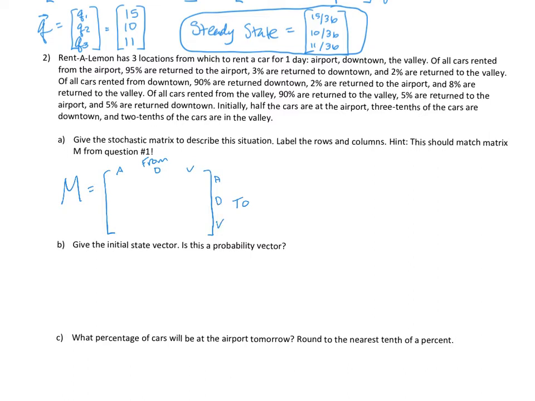Of all the cars rented from the airport, 95% are returned to the airport. So from A to A, I put a 0.95 here. 3% are returned to downtown. So from the airport, from A to D, is 0.03. And 2% are returned to the valley. So from A to V, 0.02.